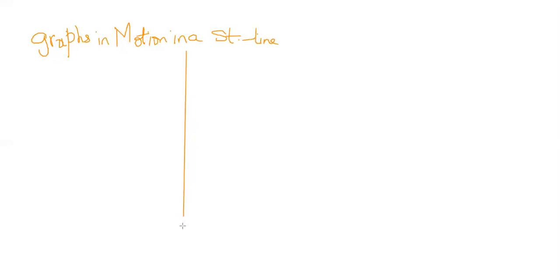So graphs, our concept today is DPP 4.6, but we are going to understand what are graphs in motion in a straight line. There are several types of graphs. Out of them, graphs in motion chapter. This is what we're going to do now. Graphs. I told you three types of graphs are widely there, three variations of graphs.